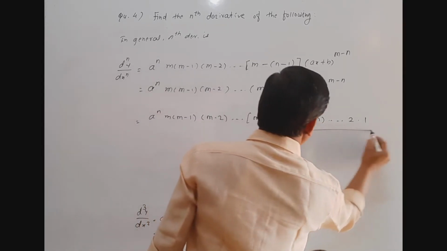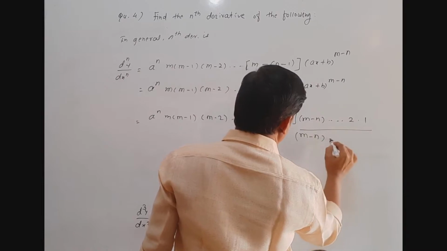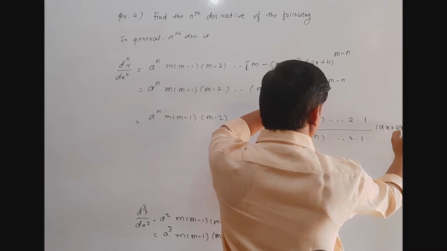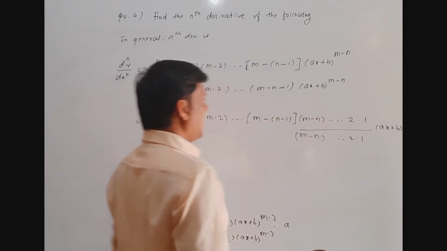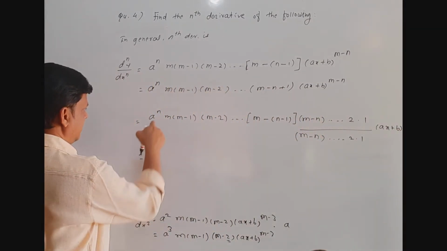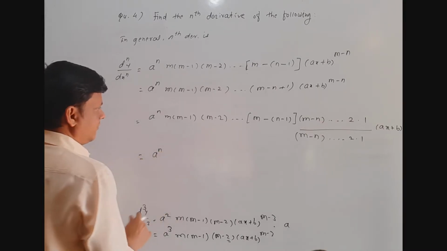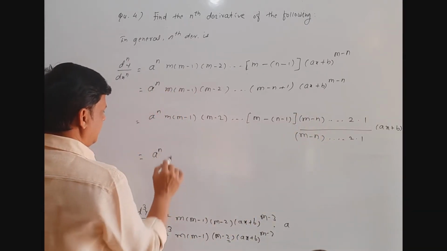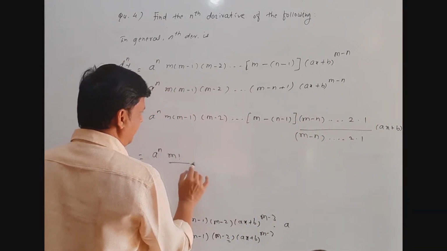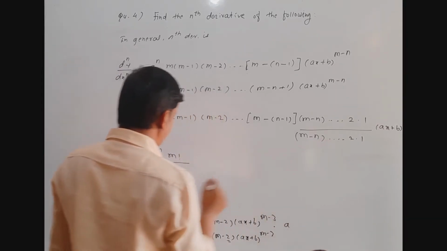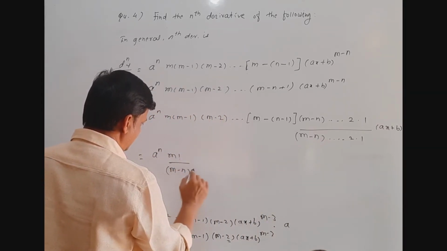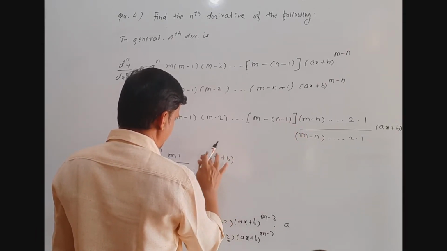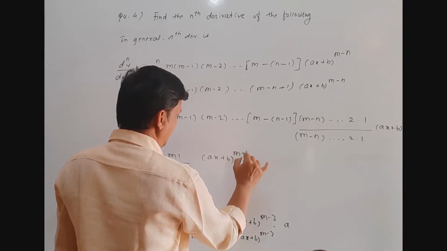So we write in the denominator m minus n and so on up to 2 into 1, and (ax plus b) raised to the power m minus n as it is. So we write this as a raised to the power n. Now if you observe, this value is factorial of m. So we write here m factorial upon m minus n factorial, and in the numerator we write (ax plus b) raised to the power m minus n.